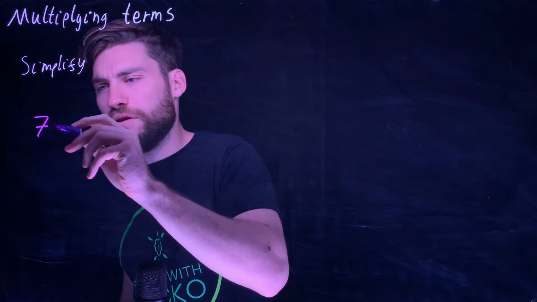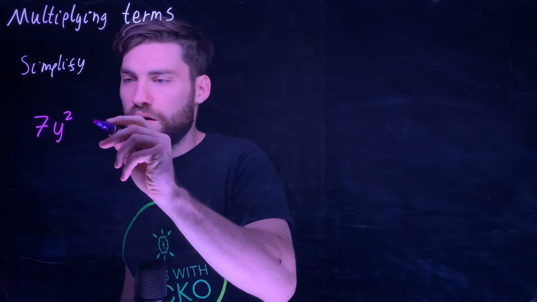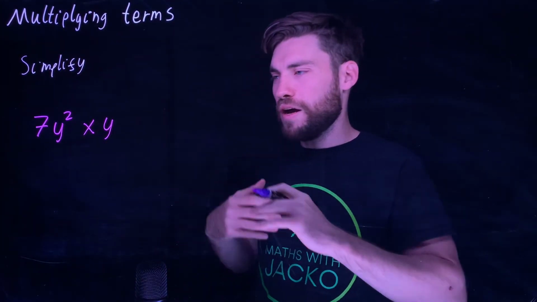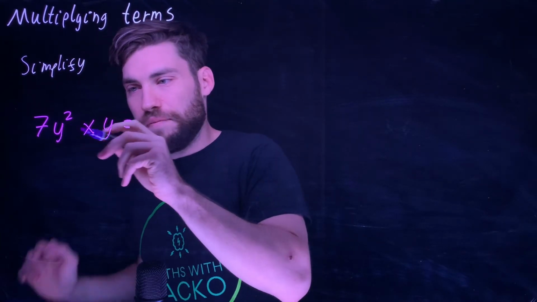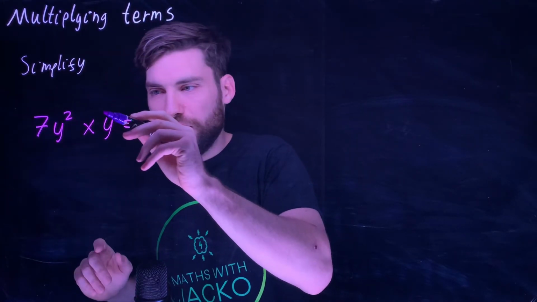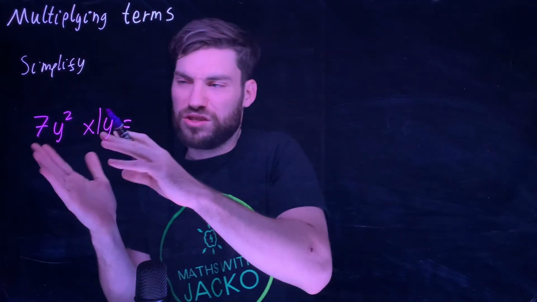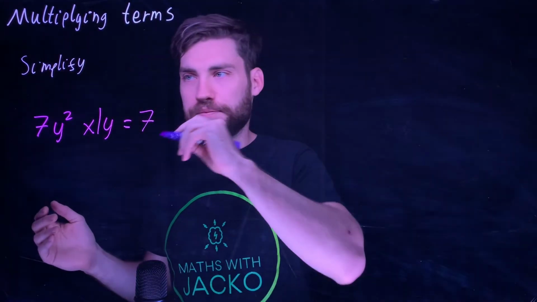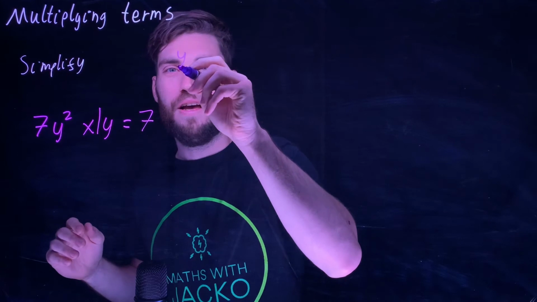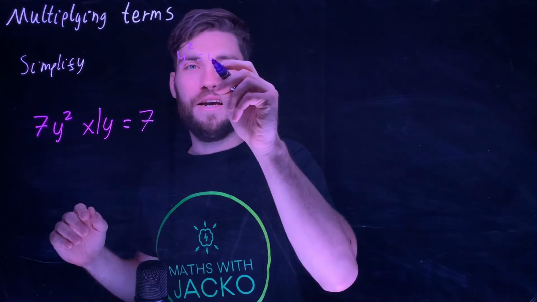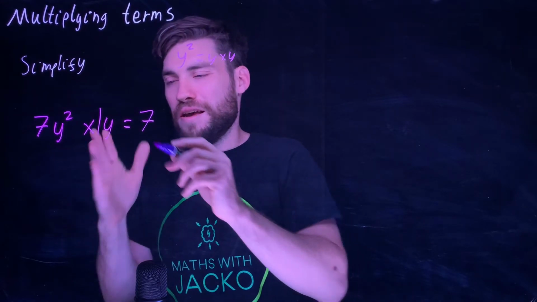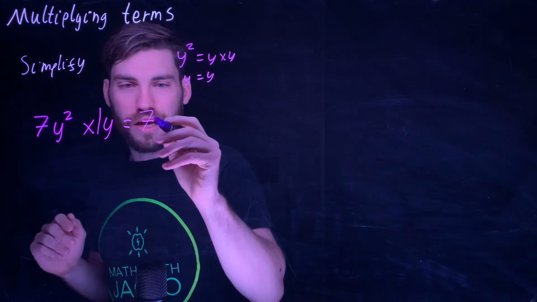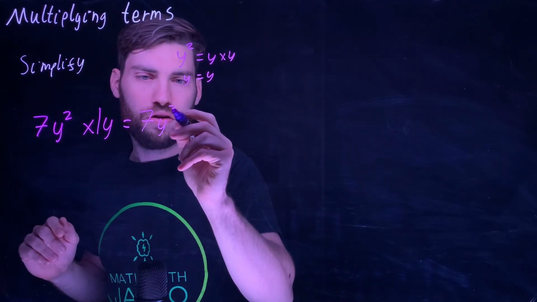So I've got 7y squared multiplied by y. Okay, pause the video, have a go at that one. Right, so you should have got, well, there's no number for the y. Technically, there's a 1 in front of the y, but we don't need the 1 there in algebra. So 7 times 1 is 7. And then y squared times y. Well, how many y's are there altogether? So y squared is y multiplied by y, then it's just another y. So there's 3 y's altogether. So it's just 7y cubed.